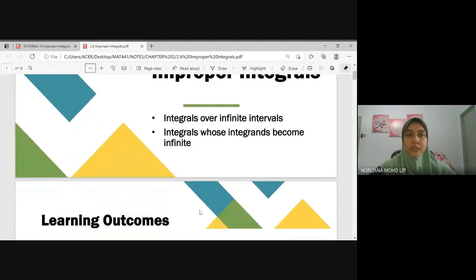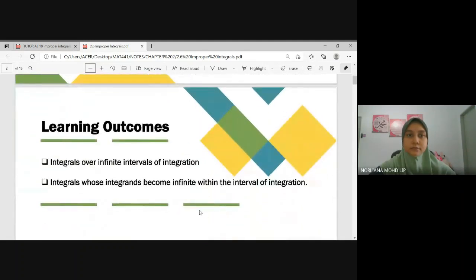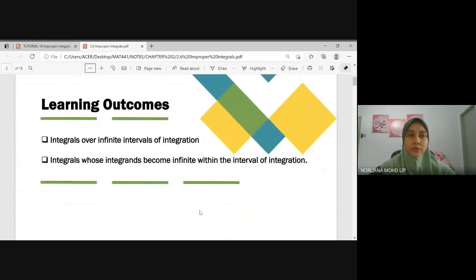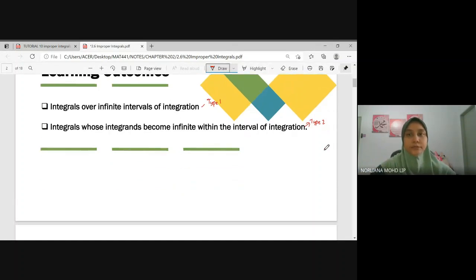Let's look at the learning outcomes. Two learning outcomes. First, integrals over the infinite interval of integration. And the second one is to find the improper integrals whose integrands become infinite within the interval of integration. So for this, this is type 1 improper integrals, and this one is type 2. So, two learning outcomes.